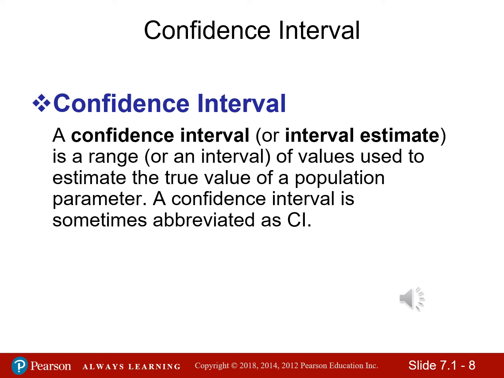A confidence interval or interval estimate is a range or an interval of values used to estimate the true value of a population parameter. A confidence interval is sometimes abbreviated as CI. Confidence levels are expressed as percentages. For example, a 95% confidence level means that should you repeat an experiment or a survey over and over again, 95% of the time your results will match the results you get from the population.